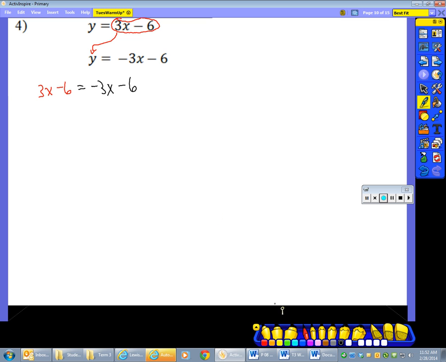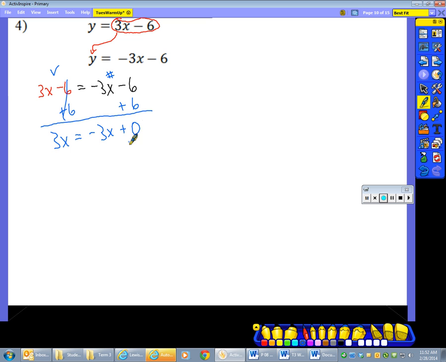And I'm going to pick a variable side and a number side. This has the most variables because 3 is more than negative 3, so I'm going to say that's my variable side, and get rid of anyone that's on the wrong side. This negative 6 is not a variable, so I'll do the opposite, or the inverse, to get rid of it. I'm going to add 6. So now what I have is 3x equals negative 3x, and then a negative 6 and a positive 6, that equals nothing, so plus 0.